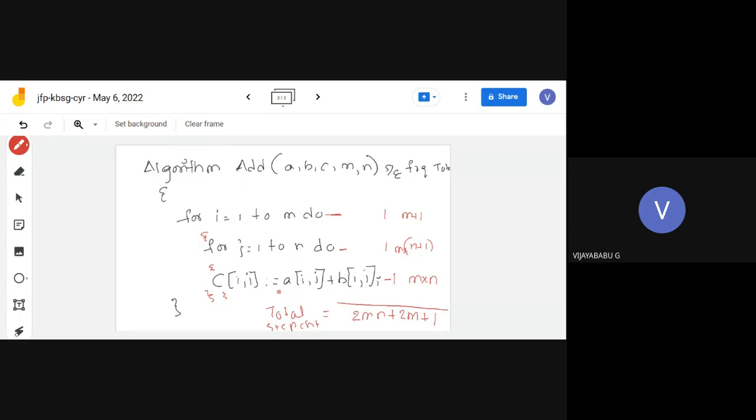For example, if m is equal to n, then automatically it becomes, I'm just writing here, if m is equal to n, 2n square plus 2n plus 1. That is the step count, right? So what is the higher degree term here? 2n square is the higher degree term.